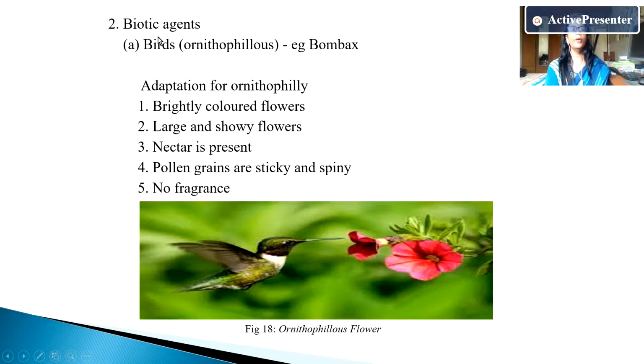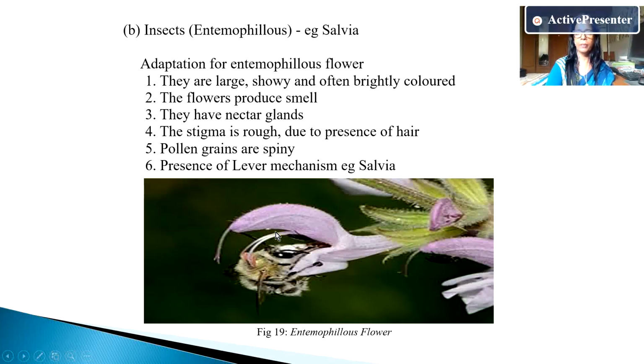Next, coming to the biotic agents, the first one is birds, ornithophilous, example Bombax. Adaptation for ornithophily: the pollen grains are carried by birds from one place to another. Brightly colored flowers are attracted by birds. Large and showy flowers, nectar is present, pollen grains are sticky and spiny so they can stick on their body. No fragrance. Ornithophilous means bird pollinated flowers.